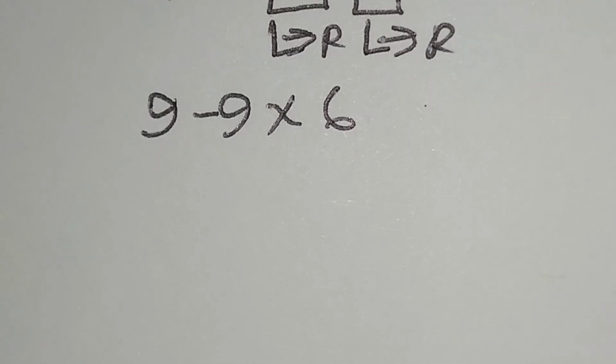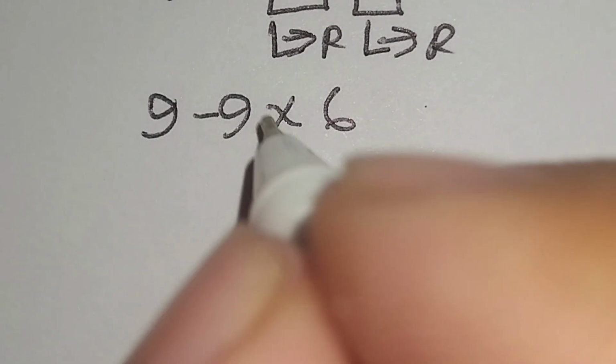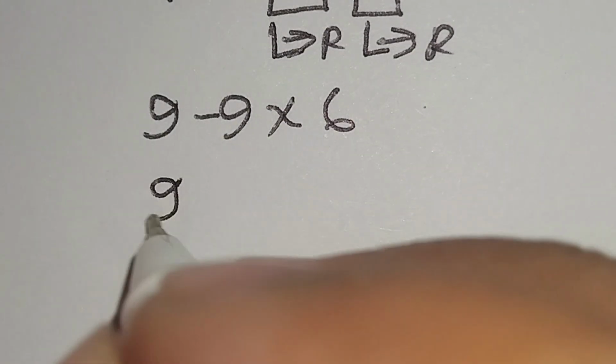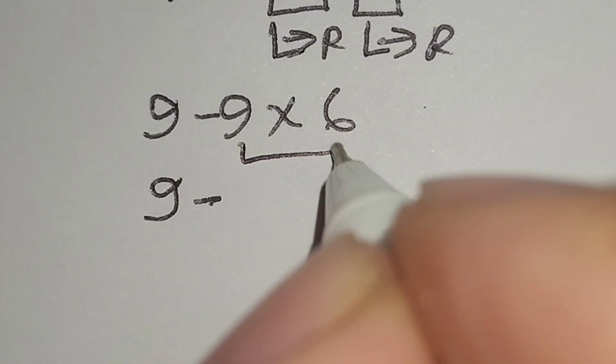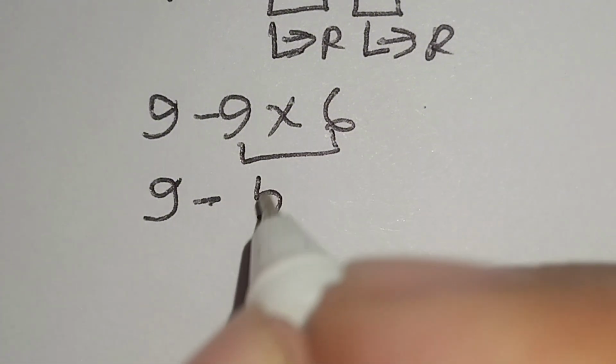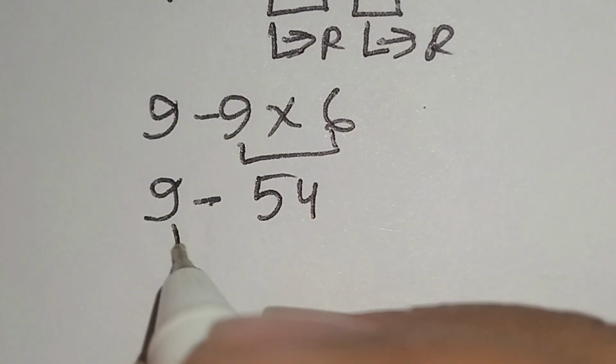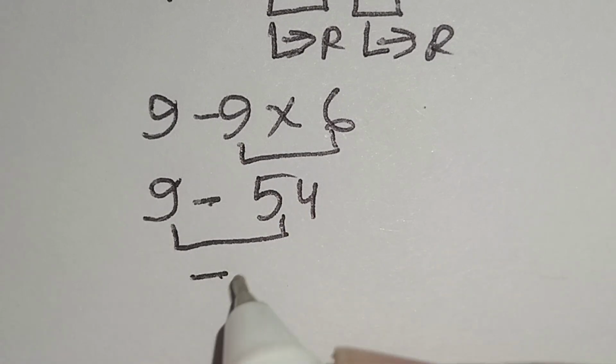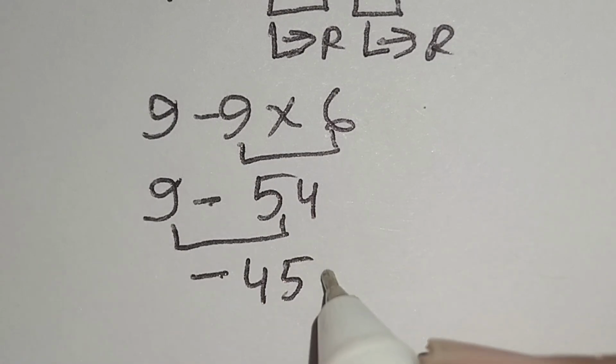According to the order of operations, now I have to work with this multiplication. Here this 9 minus this 9 times 6 gives us 54. 9 minus 54 gives us negative 45. And this is the correct answer.